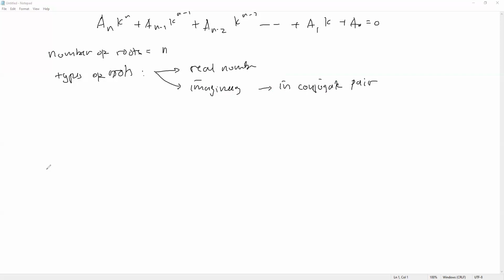Okay, now if there are any real roots, then the answer is going to be easy. If it is a real root, a real number k, then the answer is going to be y is a e to the power of kx. That's it. That's the value that we are looking for.